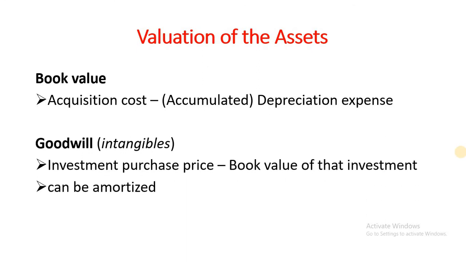In the same way, you can also find out the value of goodwill, which is normally the investment purchase price minus the book value of the investment. In the meantime, there could also be amortization for goodwill. And the limitation of book value is that it does not represent the market value of the asset. It is more likely that the market value of an asset will be significantly different from its book value.